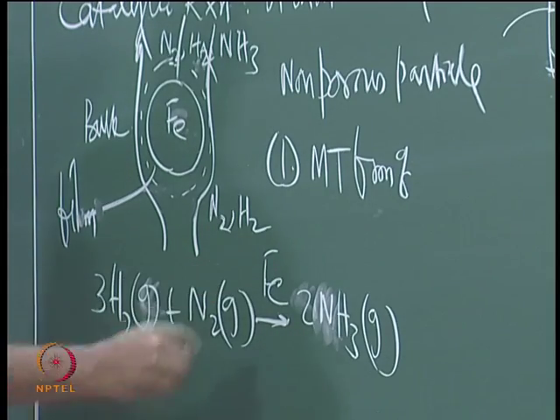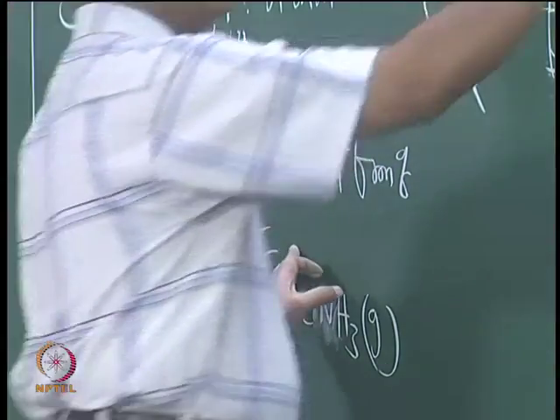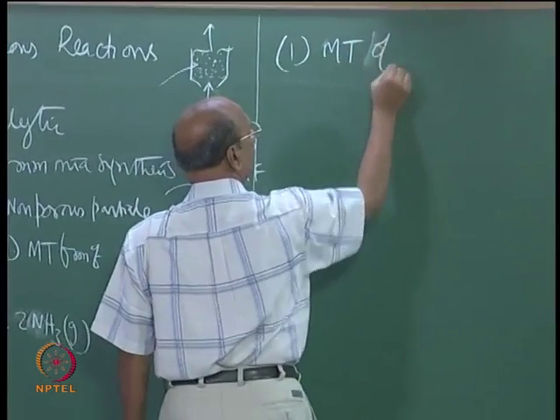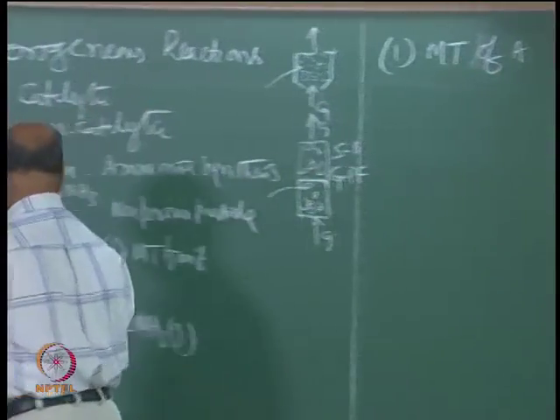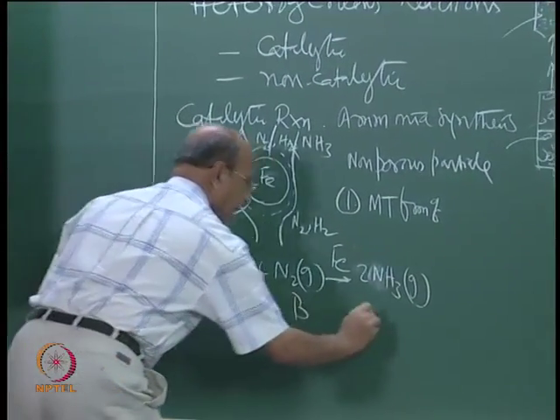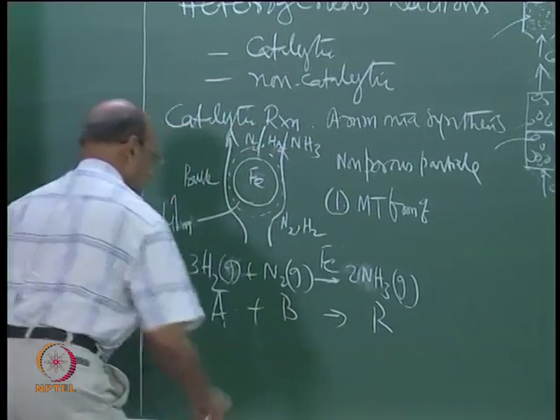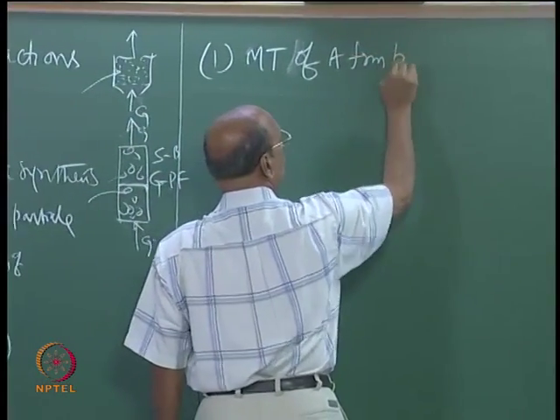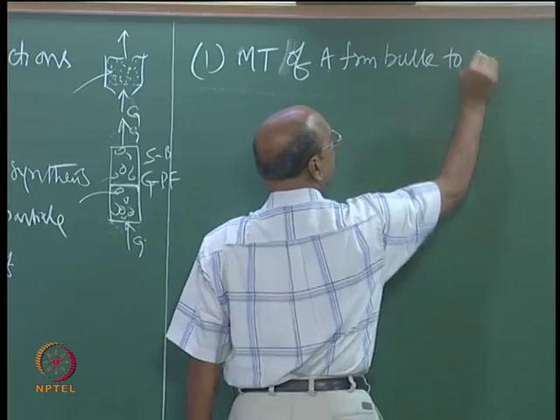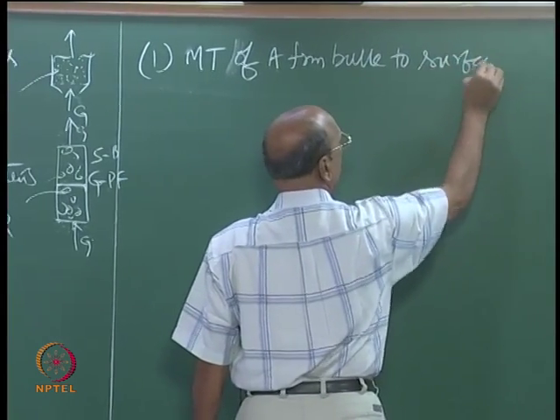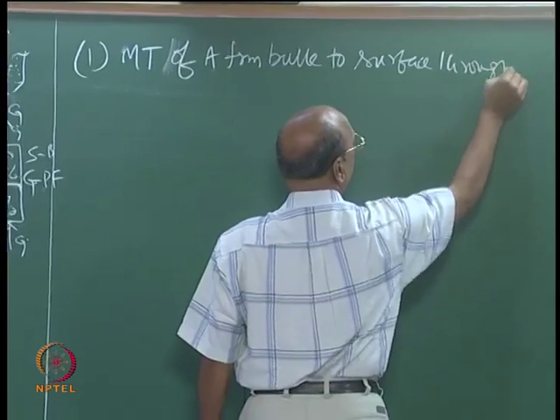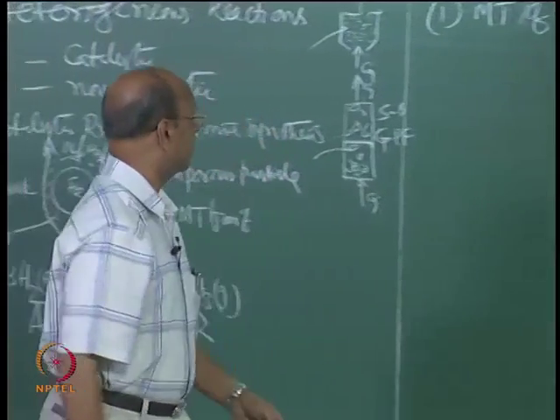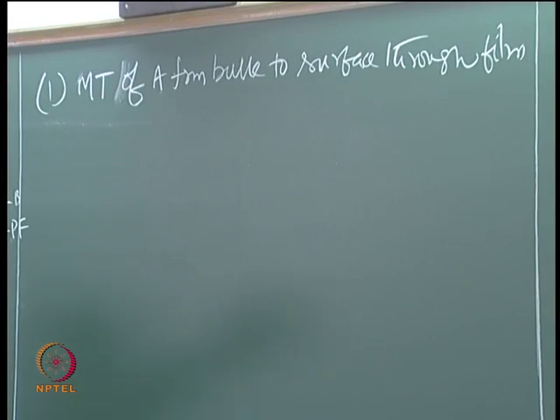So that is why I better write here: one is MT of A. This is A plus B giving R. Corresponding numbers and all that you can take. Step 1: mass transfer of A from bulk to surface through the film. Correct? Mass transfer of A from bulk to surface through the film.